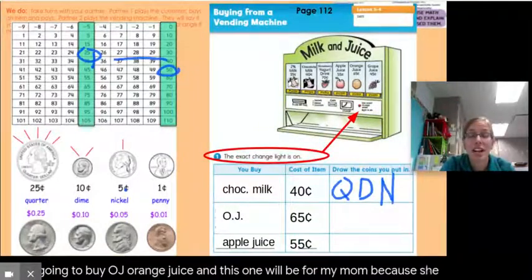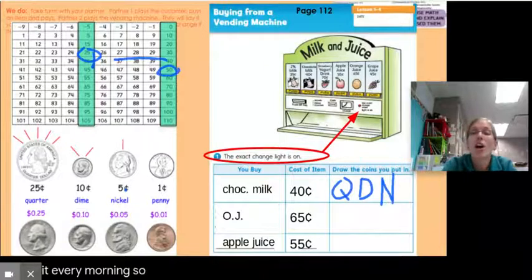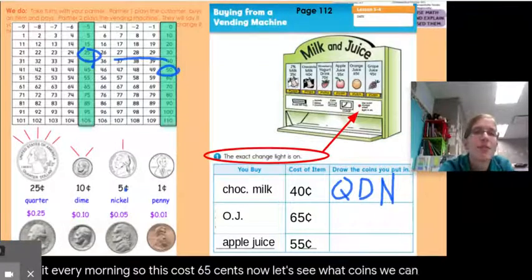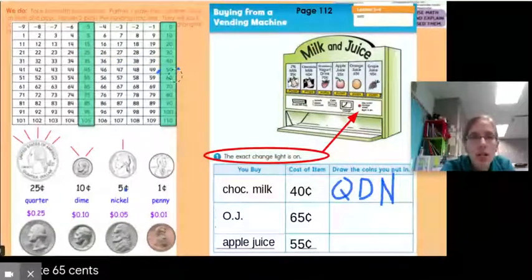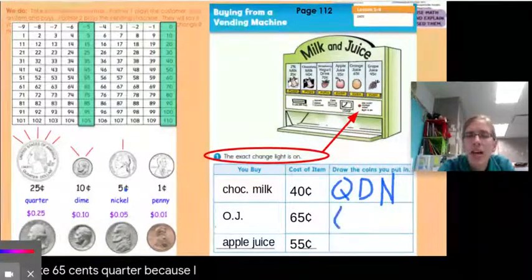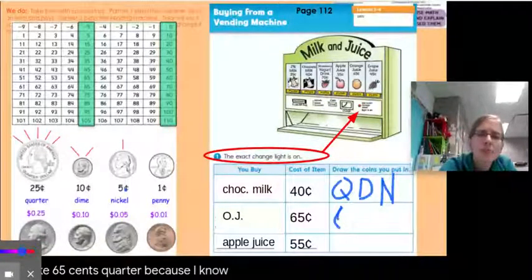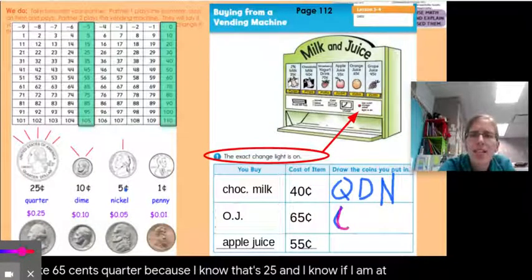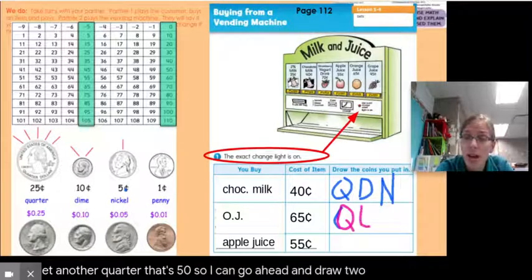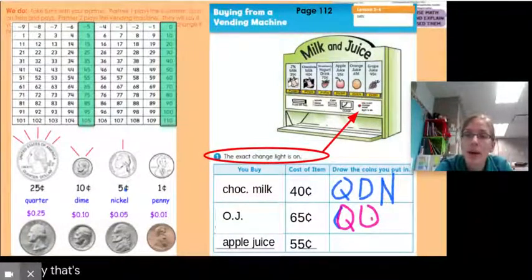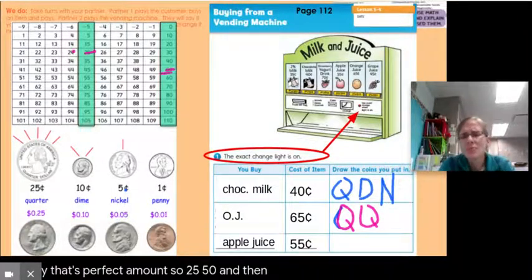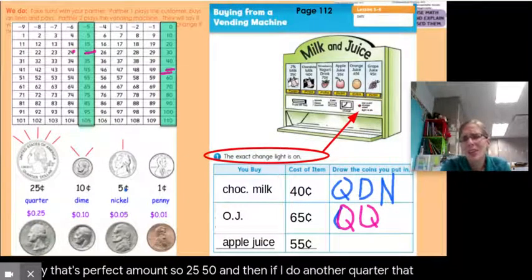All right, next we're going to buy OJ, orange juice, and this one will be for my mom because she drinks it every morning. So this costs 65 cents. Now let's see what coins we can use to make 65 cents. I'm going to start this time with another quarter because I know that's 25. And I know if I am at 25 cents and I get another quarter, that's 50. So I can go ahead and draw 2 quarters actually. That's perfect amount. So 25, 50, and then if I do another quarter, that'd be 75, and that's too much.